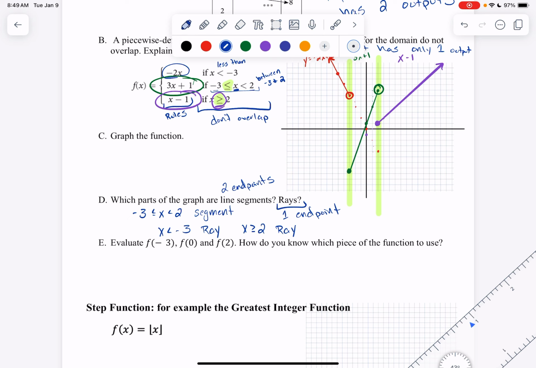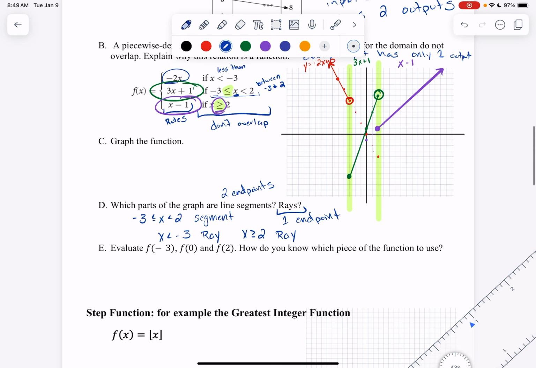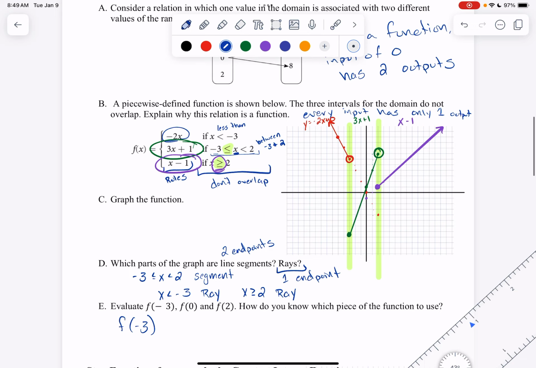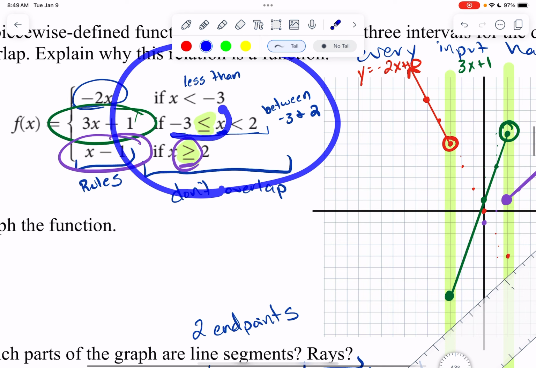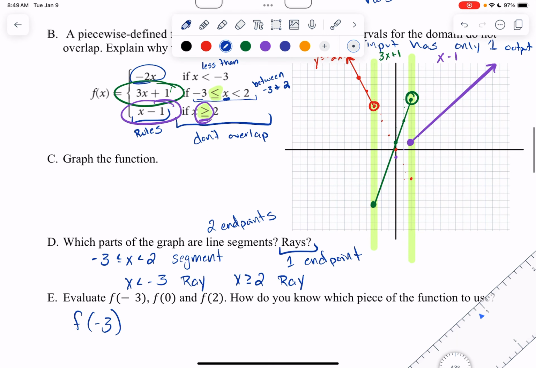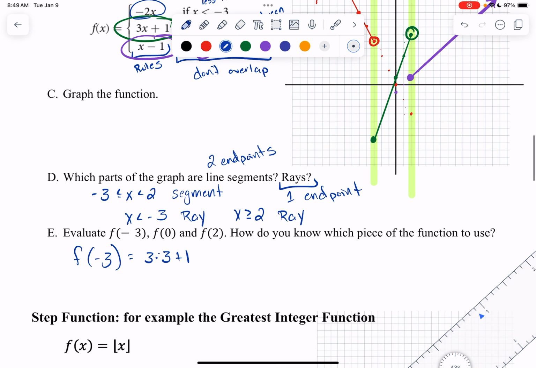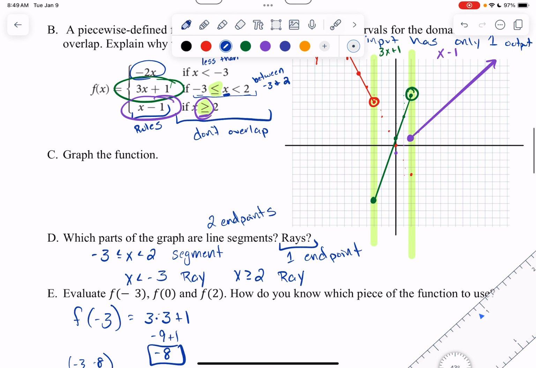So here, and this is where you have to be careful about what interval you're in. If I want to evaluate f of negative 3, I have to look up here and decide which one of these it fits in. It's equal to negative 3, so that would be this one, so I put it into that equation. That would be the rule I would use. I would use 3 times x, negative 3, sorry, plus 1. So 3 times negative 3, negative 9, plus 1 is negative 8. So that tells me that the point negative 3, negative 8 should be on this graph, which it is. That's this point right here, negative 3, negative 8.